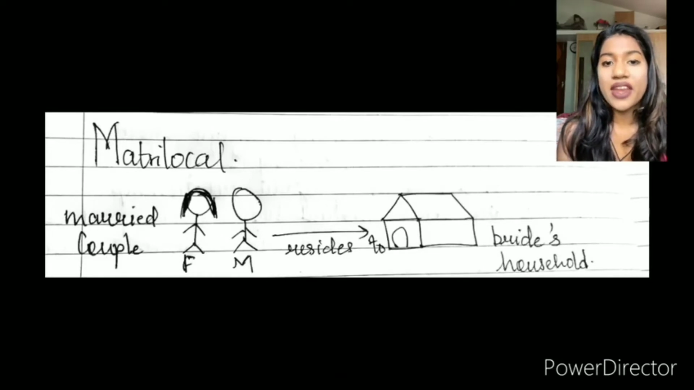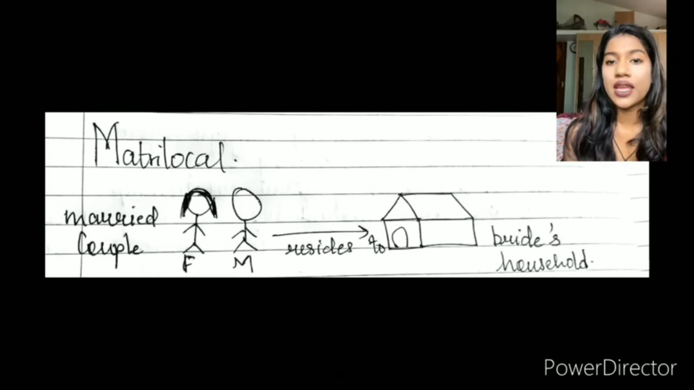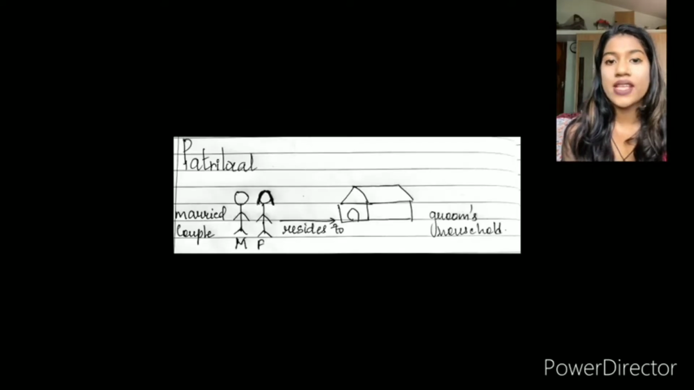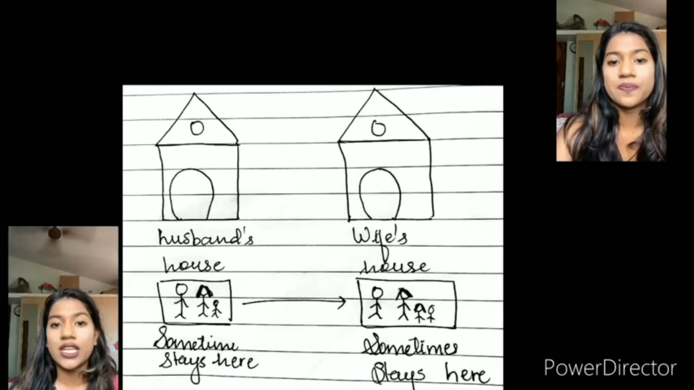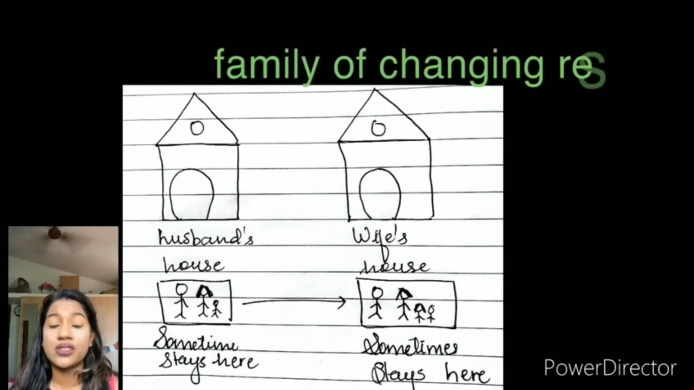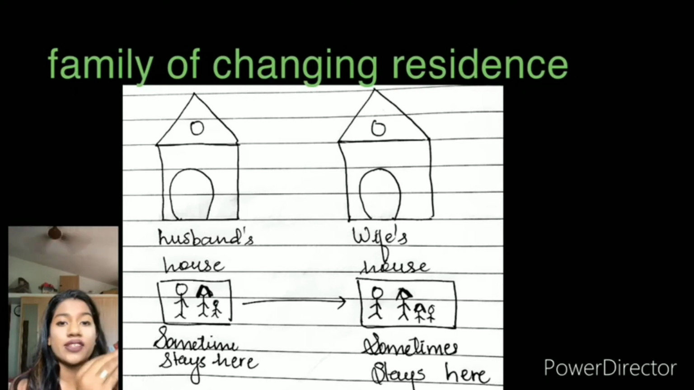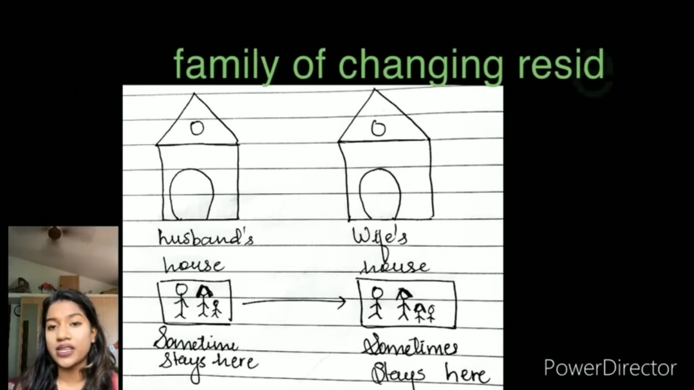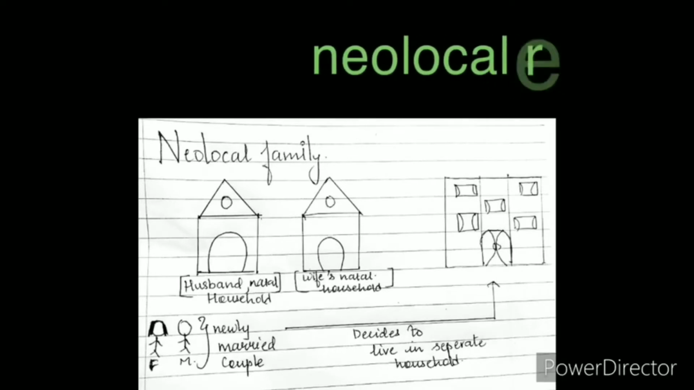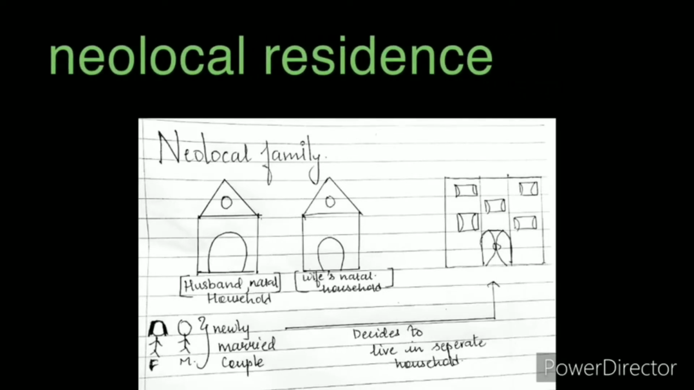Matrilocal is when a married couple decides to stay in the wife's household, whereas patrilocal is when the married couple decides to stay at the groom's household. Bilocal is when the married couple decides to stay, for example, in the groom's household or else in the bride's household. Sometimes they shift. Then we have neolocal, that is the married couple decides to stay in a separate household.